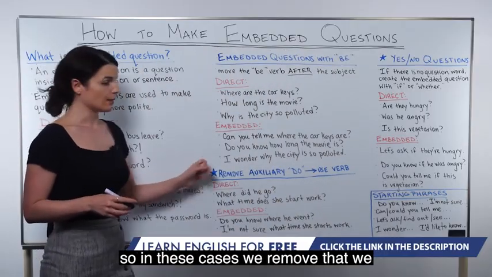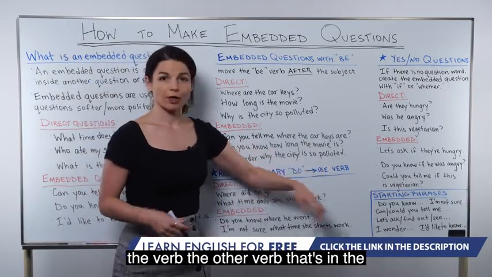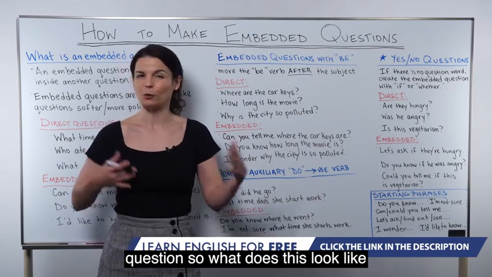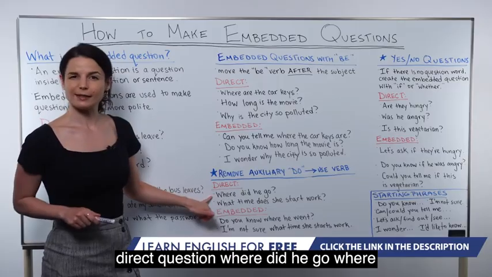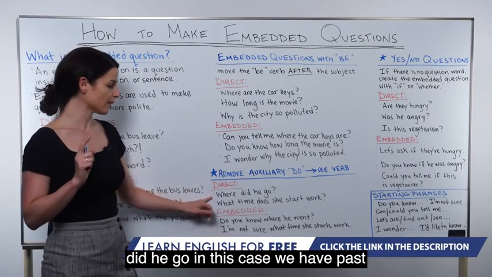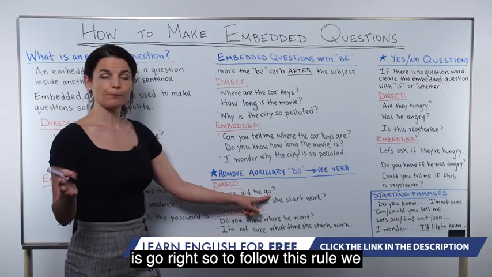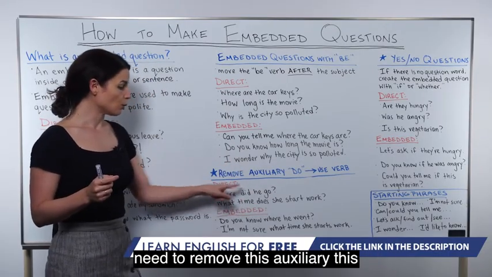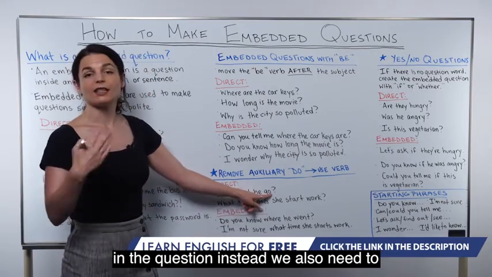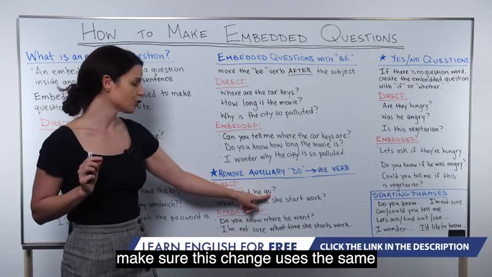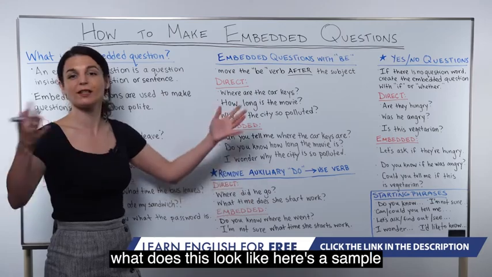So in these cases, we remove that do or does or did, and we use the other verb that's in the question. So what does this look like? Here are a couple of quick examples. Our direct question, where did he go? In this case, we have past tense, yeah? Did. Right? And our verb here is go, right? So to follow this rule, we need to remove this auxiliary, this helping word, and we use the verb that's in the question instead. We also need to make sure this change uses the same tense as the original helping verb. So what does this look like?